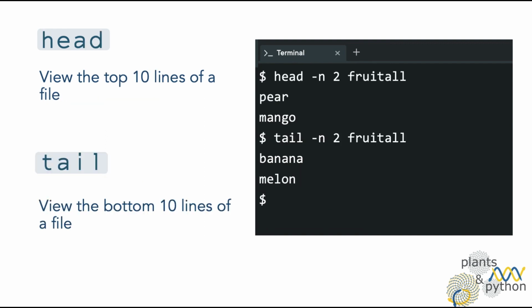Head and tail will also show you file contents. Head will only show you the top lines, by default the first 10, unless you specify otherwise. On the contrary, tail will only show you the bottom lines. In order to specify a different number of lines, you can use the option -n. Thus, head -n2 fruitall will show you the first 2 lines of the file fruitall and tail the last 2.